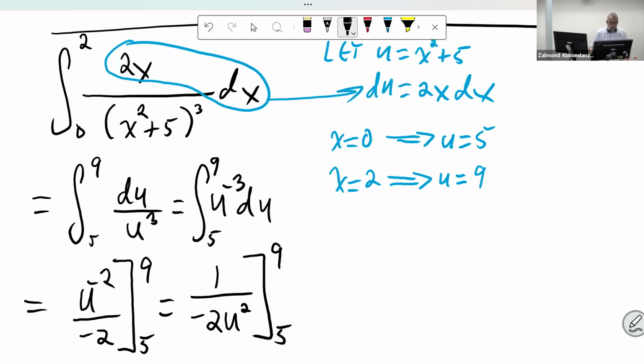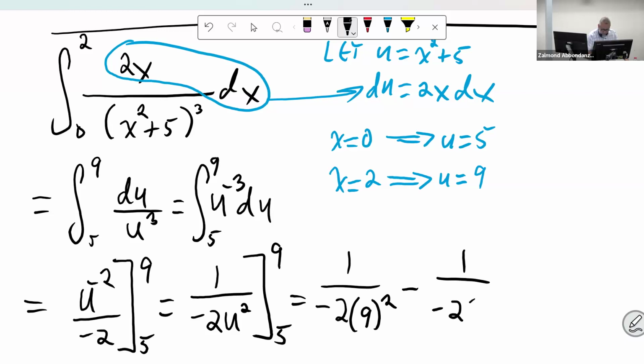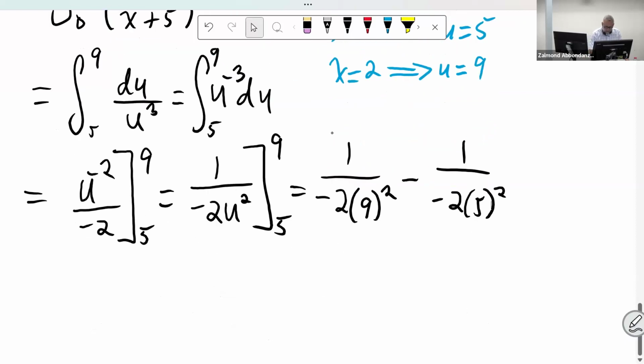That's the antiderivative of u to the -3. You add 1 to the exponent, and then you divide by that new exponent. And then, of course, here we just do the same thing. We're going to plug in 1 over -2 times 9 squared minus 1 over -2 times 5 squared. And this equals, be careful of your negatives, let me do this in my head, 28 over 2025. And there's our answer.